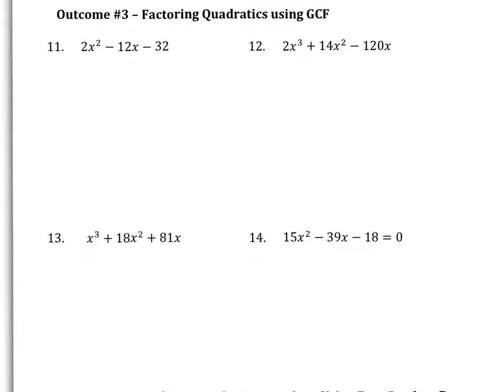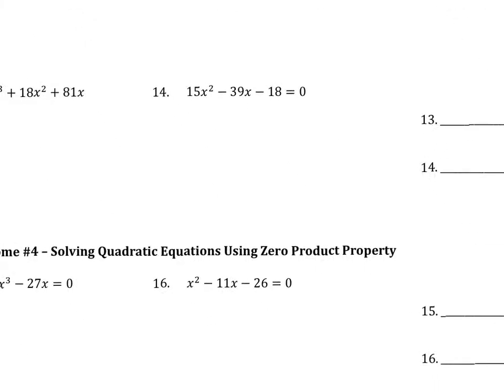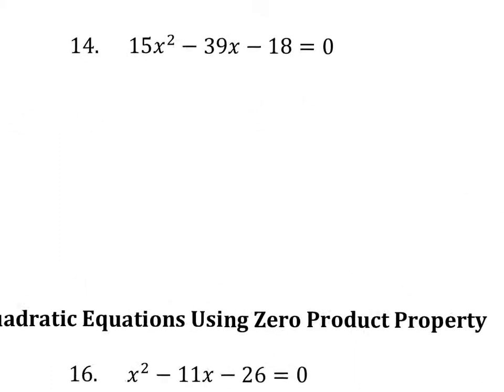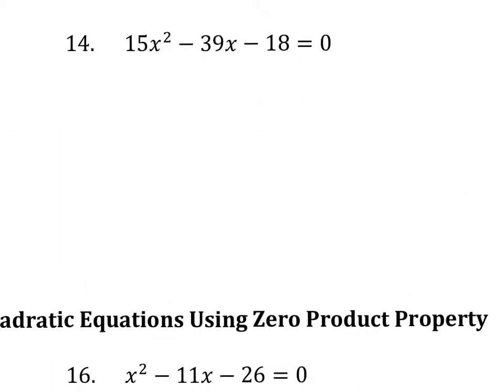So we'll do one where we'll do the long way. So in number 14, this was not supposed to be equal to 0. So we're going to just cross that out. That wasn't supposed to be there. It's a typo. So we're going to cross that out.